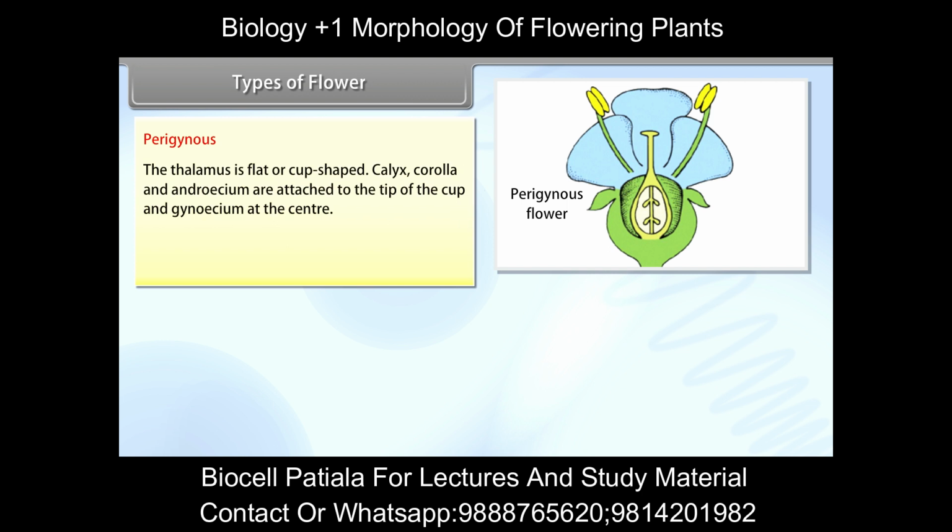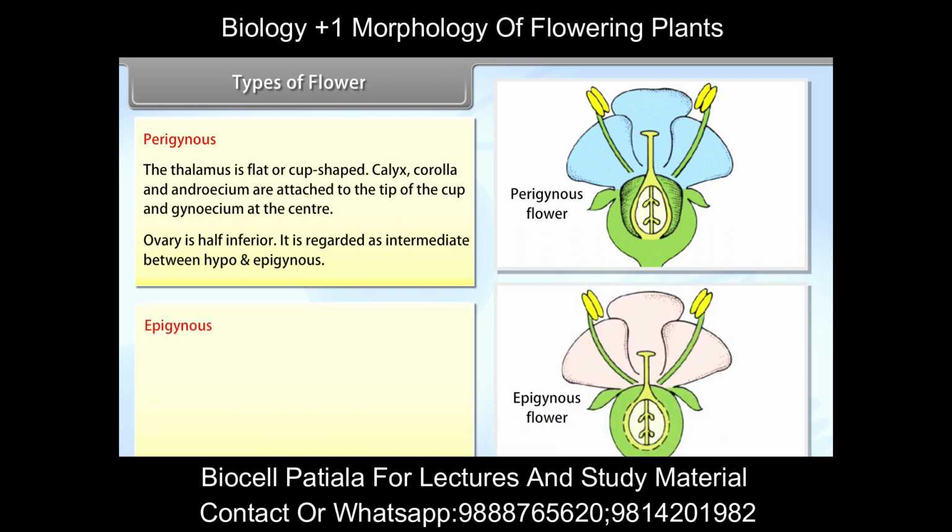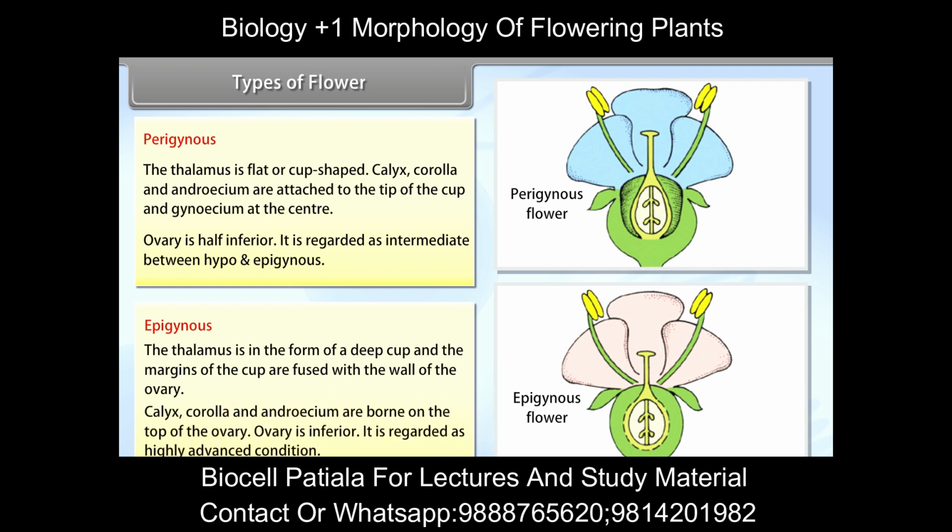Perigynous. The thalamus is flat or cup-shaped. Calyx, corolla, and androecium are attached to the tip of the cup and gynoecium at the center. Ovary is half inferior. It is regarded as intermediate between hypogynous and epigynous. Epigynous. The thalamus is in the form of a deep cup and the margins of the cup are fused with the wall of the ovary. Calyx, corolla, and androecium are borne on the top of the ovary. Ovary is inferior. It is regarded as a highly advanced condition.